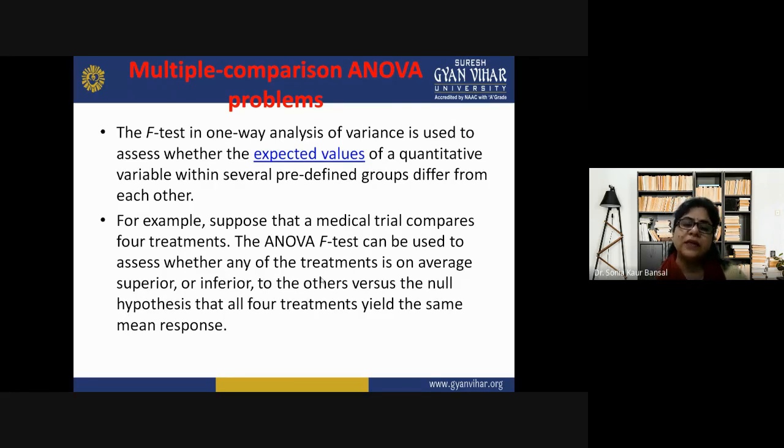Just understand it in other words, students: when we take out the mean of every treatment, when we are applying the treatment on the patients, we have particular data for that. Maybe 50 patients are there in all four treatments, and then we have the mean value. And now the F-test will enable you to assess whether any of the treatments is on average superior to or inferior to that mean value. So that is how you will accept or reject your null hypothesis.